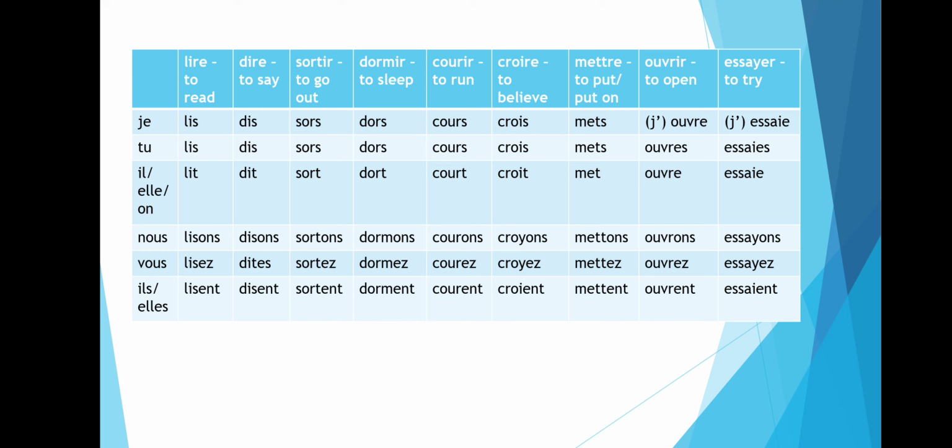Ouvrir, to open. J'ouvre, tu ouvres, il, elle, on ouvre, nous ouvrons, vous ouvrez, ils, elles ouvrent. And essayer, to try. J'essaie, tu essayes, il, elle, on essaie, nous essayons, vous essayez, ils, elles essaient. Note that for some je ones, if the verb begins with a vowel or silent H, it's J apostrophe.